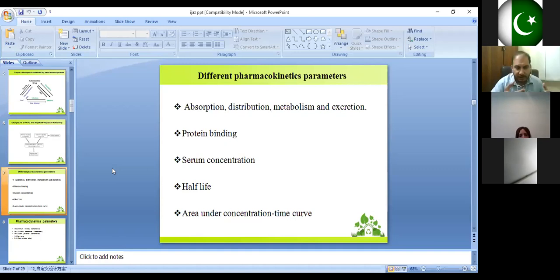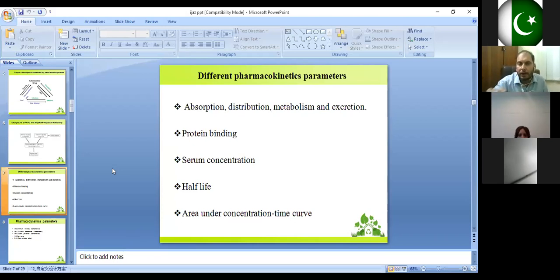When we administer the drug, from administration up to excretion, suppose in 7 hours, 8 hours, or 10 hours, the drug is excreted. So after every 1 hour, we check the drug concentration with the help of high performance chromatography. The area under the concentration-time curve covers all the time from administration up to excretion. This is the most common pharmacokinetic parameter.